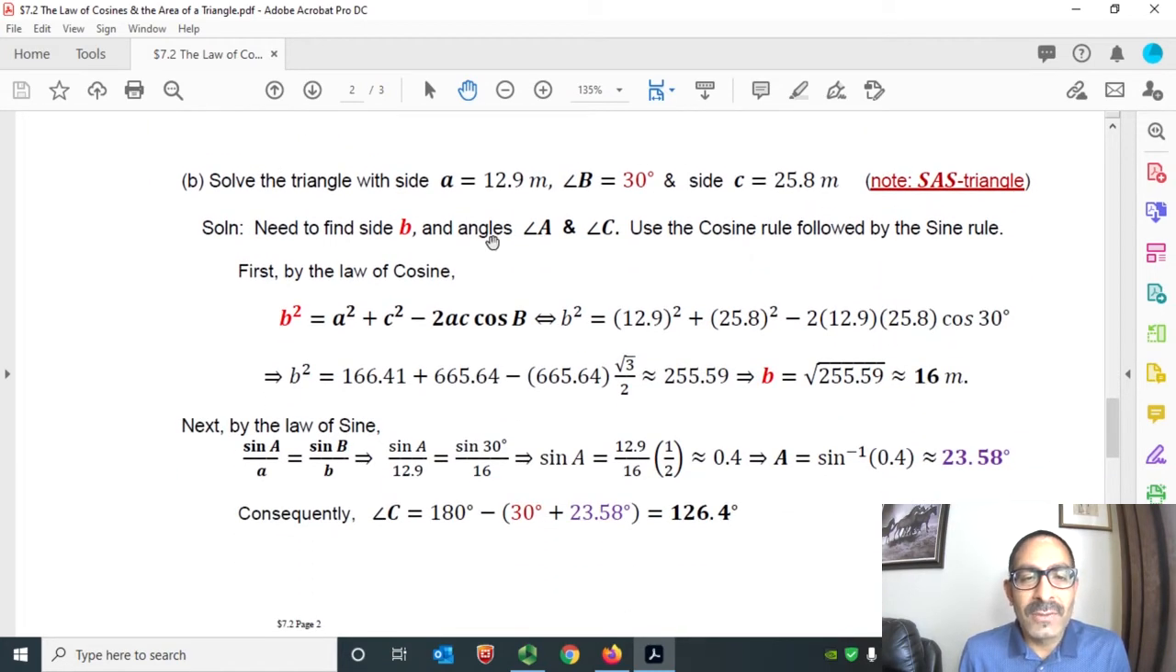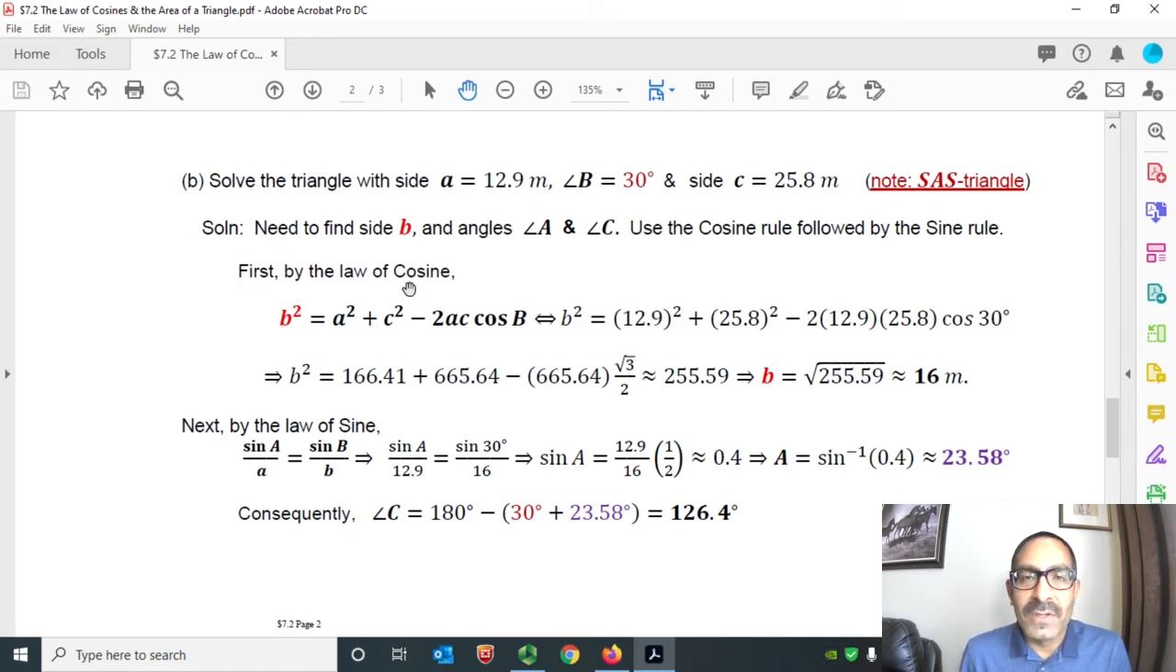Solve the triangle with the given sides. Side A is given to us, angle B is given to us, and side C is given to us. So now let's find side B and the two other angles, angle A and angle C. Solution: we need to find side B and the other two angles, angle A and angle C. Use the cosine rule followed by the sine rule.